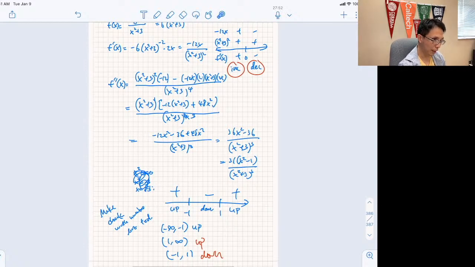Now, guess what? Inflection point is right here. So it's IP. And this one is also IP because IP stands for inflection point. So you see the sign change, inflection point. It does not have to be positive to negative. It could be a sign change. If you have a sign change, automatic inflection point.